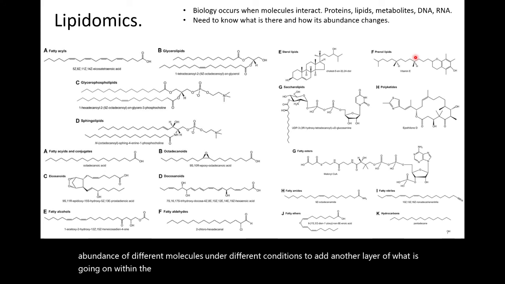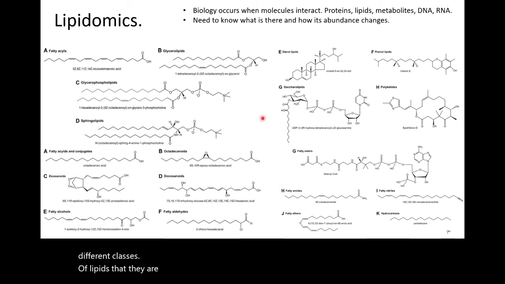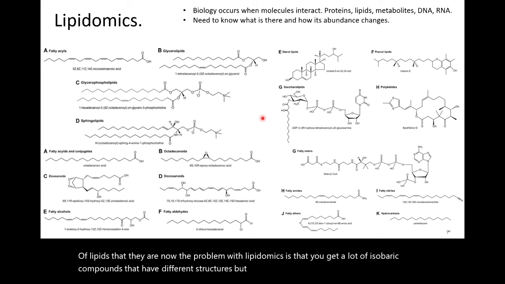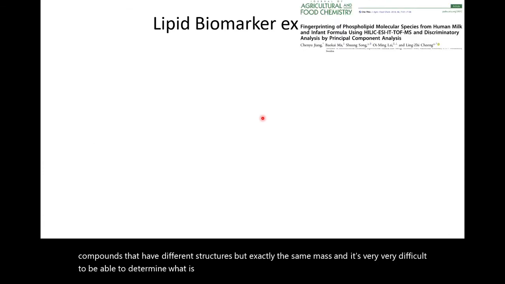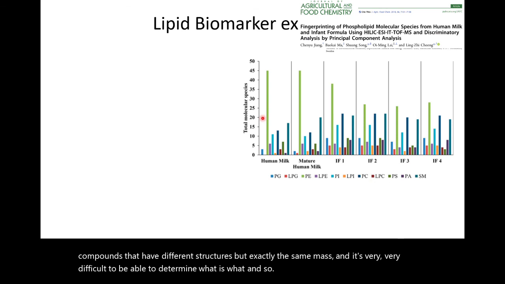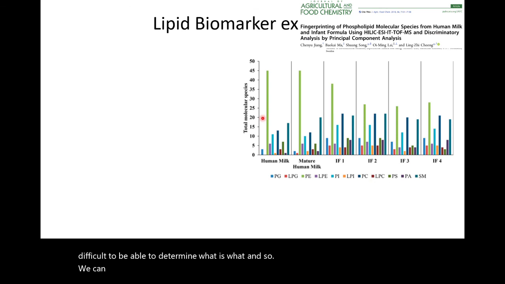So in this particular case, we're showing examples of all of the different classes of lipids that there are. Now, the problem with lipidomics is that you get a lot of isobaric compounds that have different structures but exactly the same mass, and it's very, very difficult to be able to determine what is what. And so we can use lipidomics to look at different things that happen under different conditions.